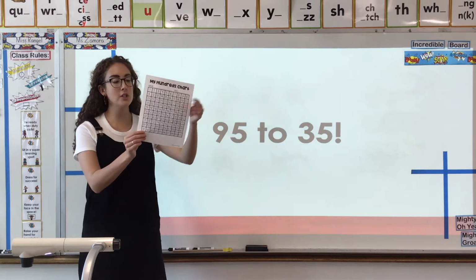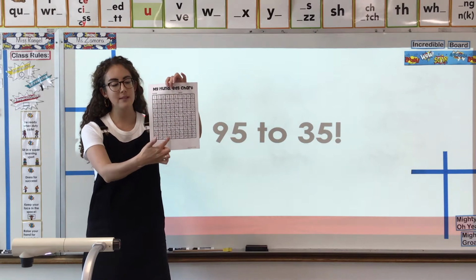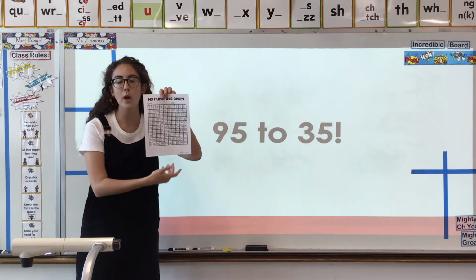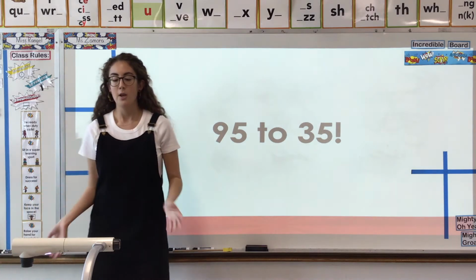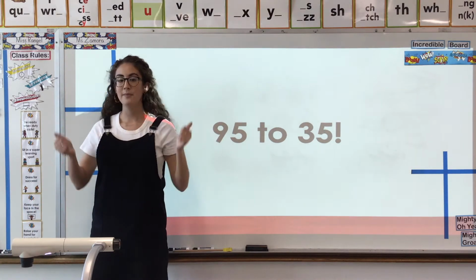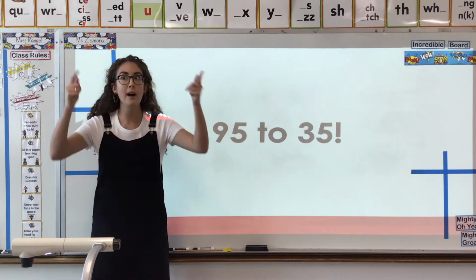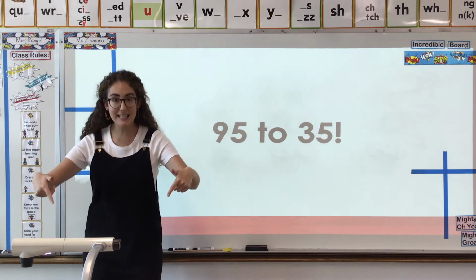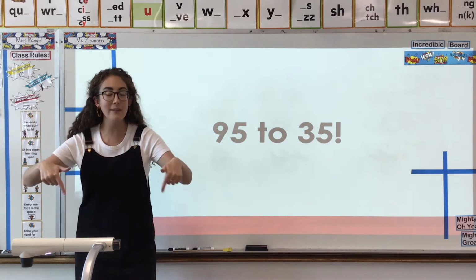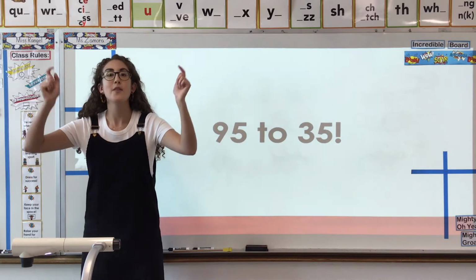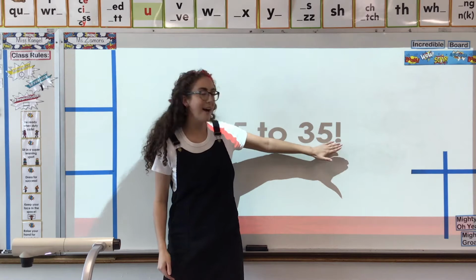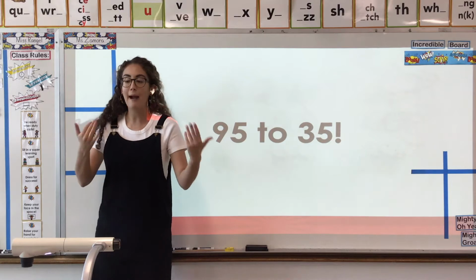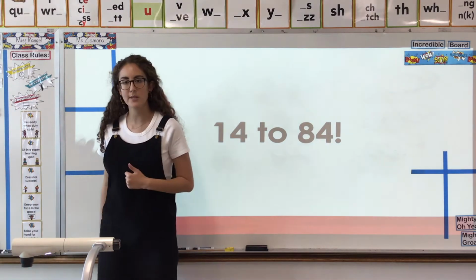So if you have your hundreds chart, I want you to find 95, smack in the middle on the bottom. 95, and we're going to count down to 35. So I'm going to do it with my big brain. Here we go. Can we all say 95, 85, 75, 65, 55, 45, 35. Pause. Awesome. We are right there, and we are going to pause. Good job, awesome people. And remember, I want you to say it with me as we count.